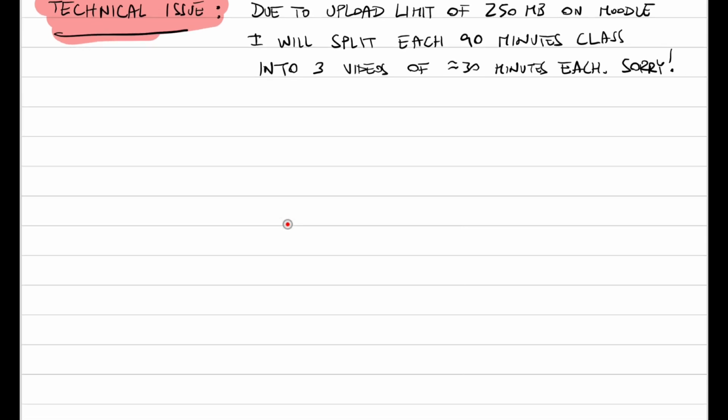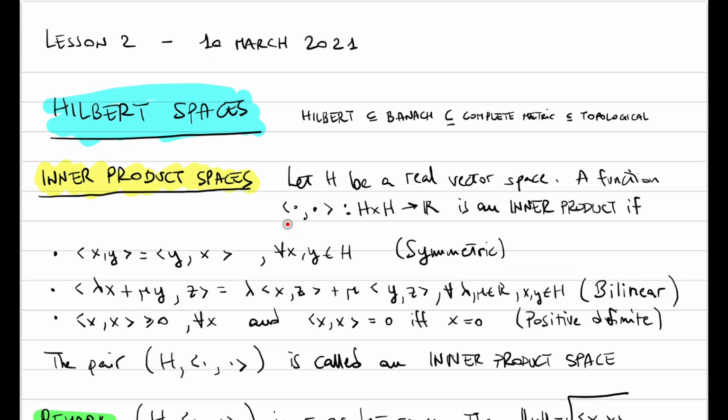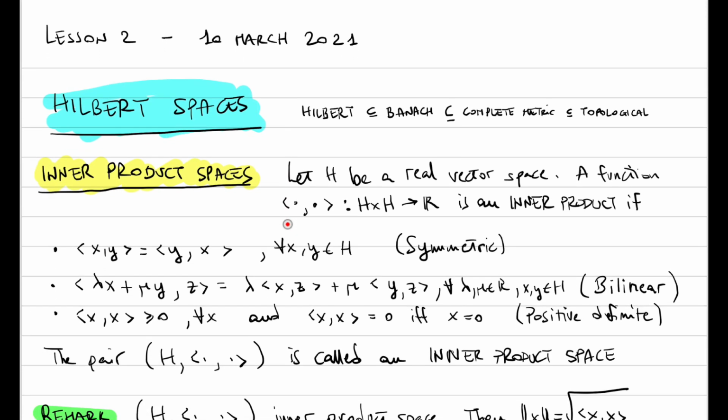Okay, let's move on with the class. And as promised, last time we were left with Hilbert spaces, with the recap on Hilbert spaces to do, and so let's start with that.